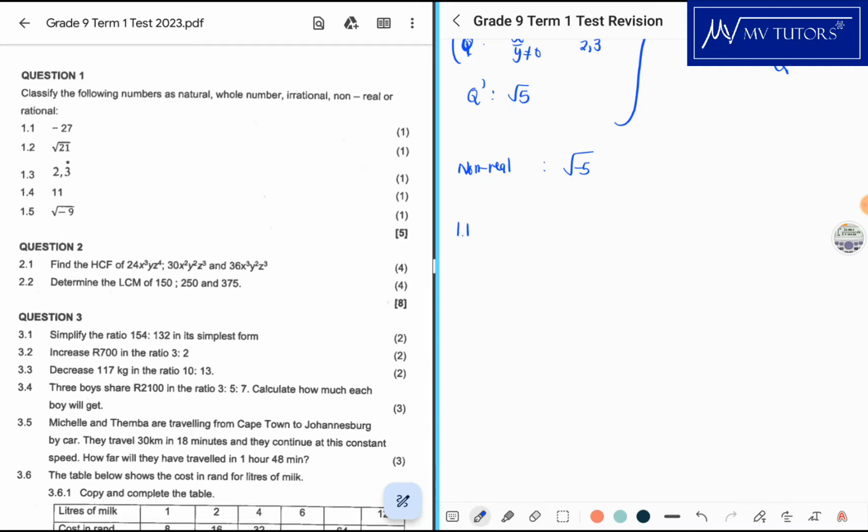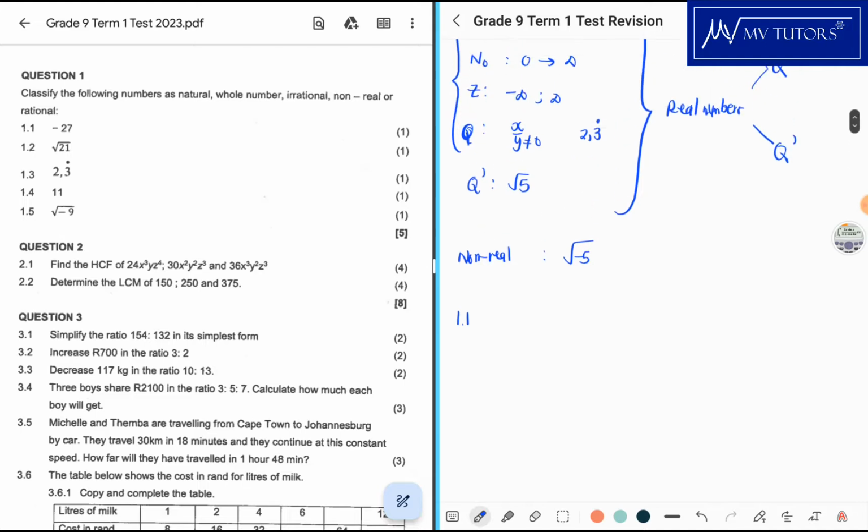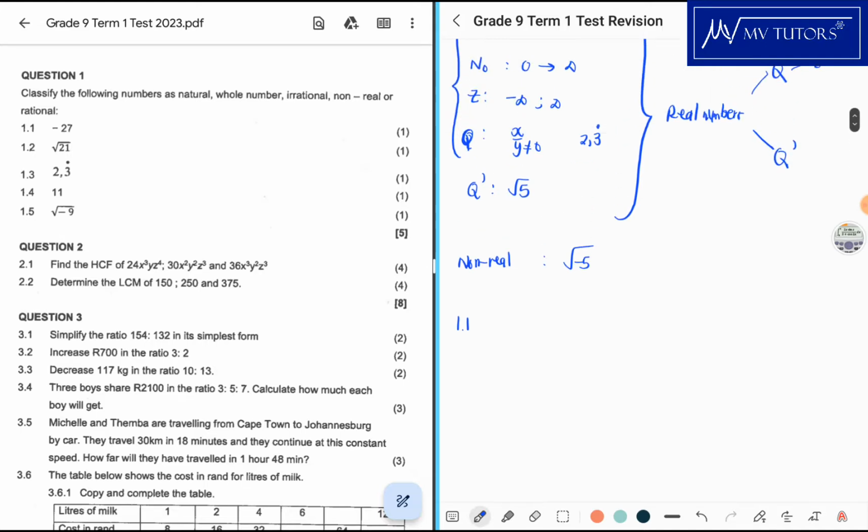So what is negative 27? Negative 27 is an integer, right? But they didn't list integers here as an option. So we can say that negative 27 cannot be natural. It definitely is not a whole number. It is not irrational. So we can say it's a rational number. Then 1.2, we have the square root of 21. We can't write that as a fraction, so it would be irrational.